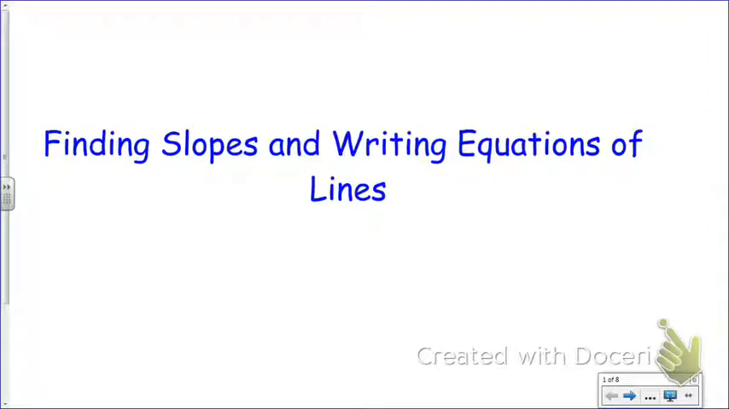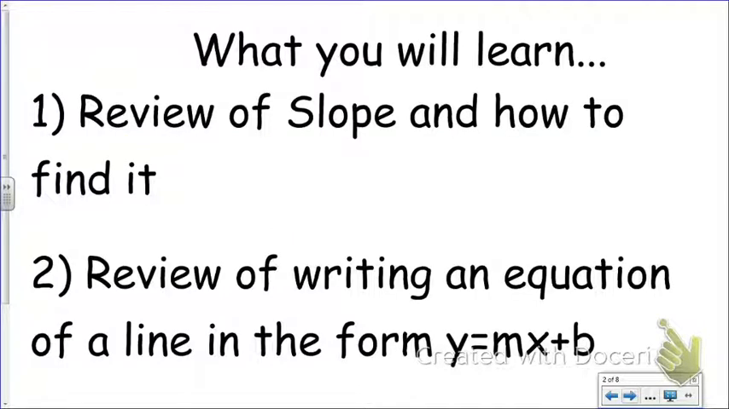Hi, in this lesson we're going to be looking at finding slopes and writing equations of lines. I'm assuming that you've done this quite a bit in the past in Algebra 1, so I'm going to assume that you know some of this, but I'll try to take it kind of slow. In this lesson, we're going to review the slope and how to find it. We're going to review writing an equation in the form of y equals mx plus b.